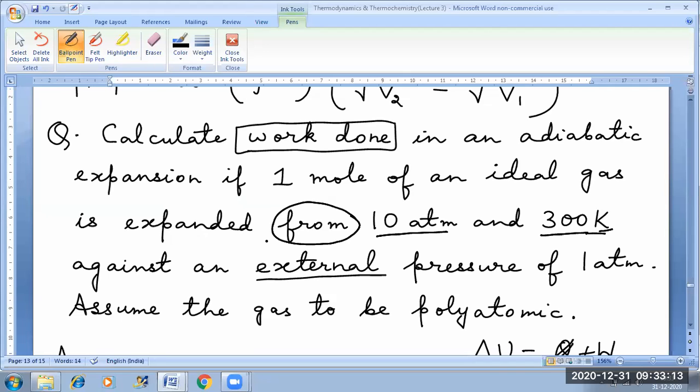Now, next part of the question. Against an external pressure of 1 atm. This word "against" means that the external pressure is 1 atm and that is a constant value of pressure, because they have just said that an external pressure of 1 atm is acting. That means the pressure is constant. It is 1 atm throughout the process of expansion. So whenever they say against an external pressure of some value, that means the external pressure is constant.